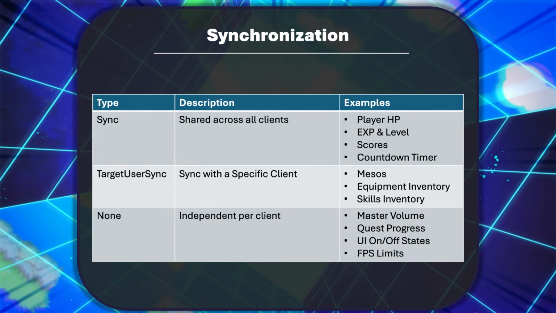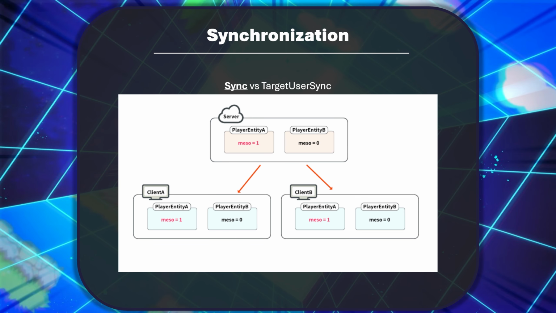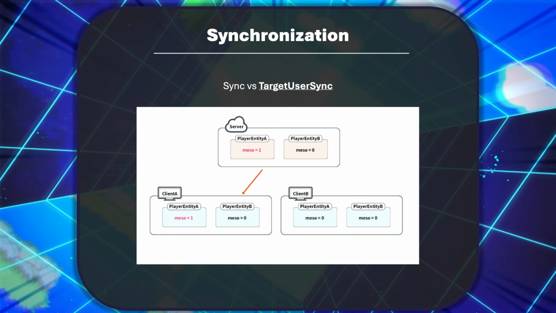So for example, here's the sync behavior as we understand it now. Player entity A has a property named Meso, and so does player entity B. Both are separately managed as we learned. When the Meso value for player entity A is changed on the server, all clients A and B will be notified of that update. However, with target user sync, when player entity A's Meso value is changed on the server, only client A, as the owner of player entity A, will be notified of that change. The other clients will not be notified of that change.